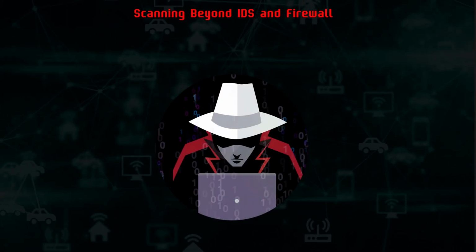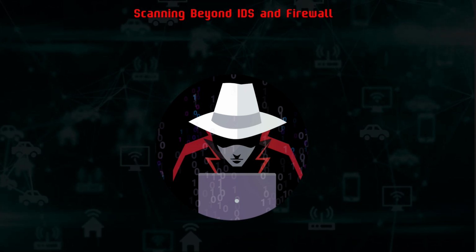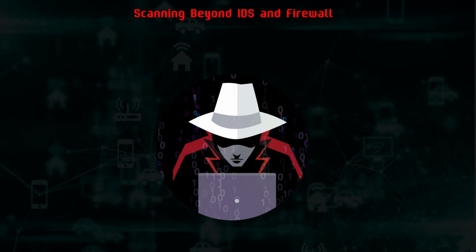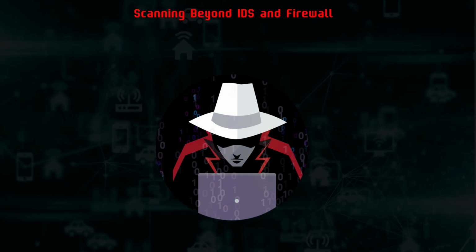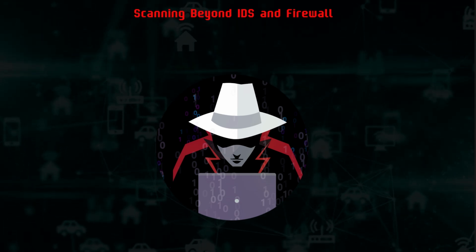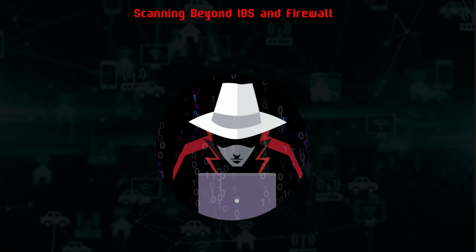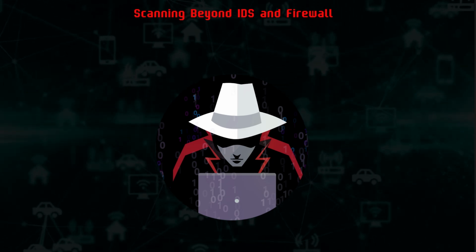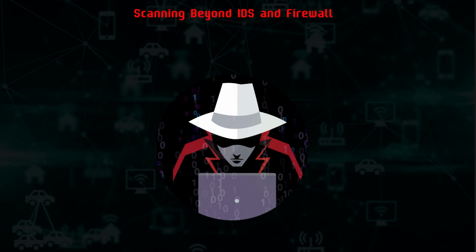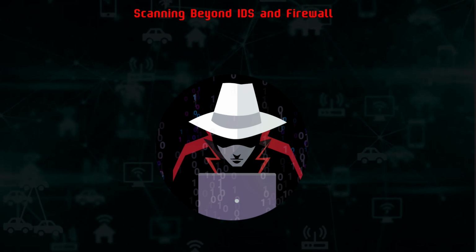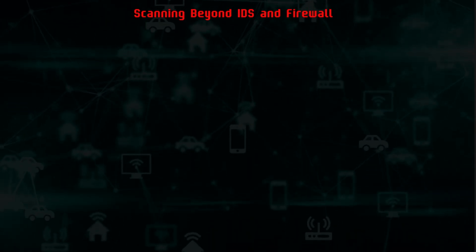Nmap offers various techniques to bypass the firewall and IDS, and these techniques only work if IDS or firewalls are misconfigured. So in a network that has IDS and firewalls properly configured, most of these techniques may not work. Every situation is different, so you need to decide which one will work for you.